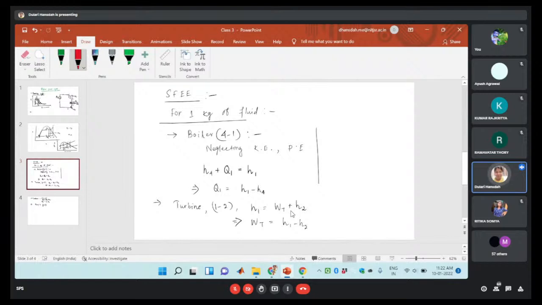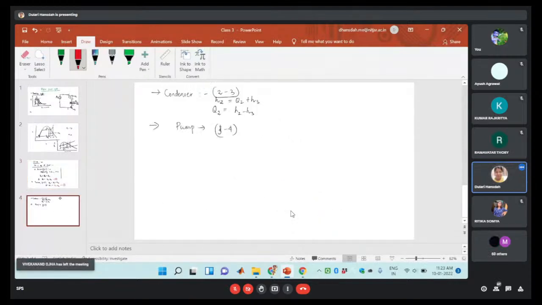The first component is the boiler, where the process is 4 to 1. There we found the heat addition Q1 is H1 minus H4, which is equation 1. Then in the case of the turbine, using the steady flow energy equation and considering other energies negligible, the turbine work Wt is equal to H1 minus H2, which is equation 2. Then for the condenser, there will be heat rejection. This is equation 3, where Q2 is the heat rejection.